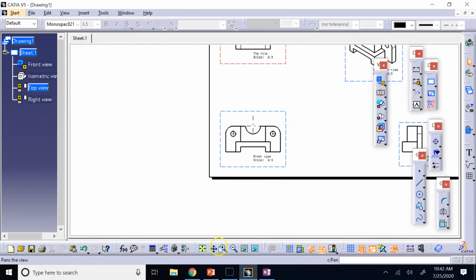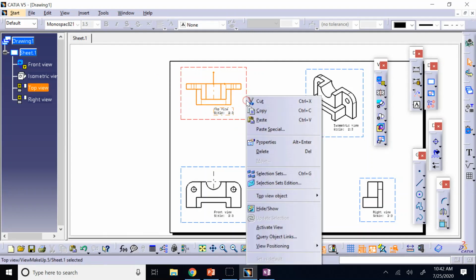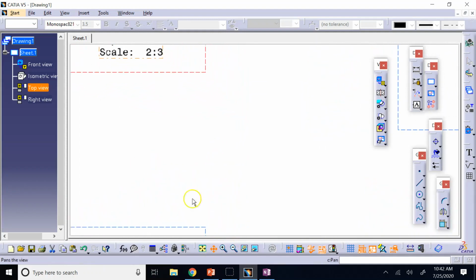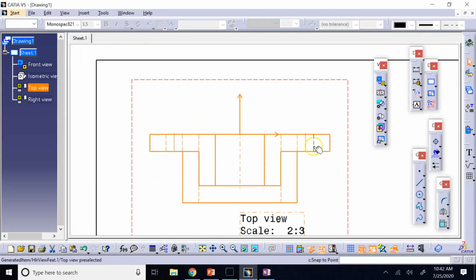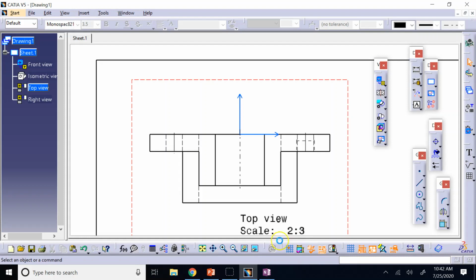But what about any other view? For example, here in the top view, what's the difference? So if you see here, these are the two holes, not so much of difference, but if I activate the thread in them, now you can see it.